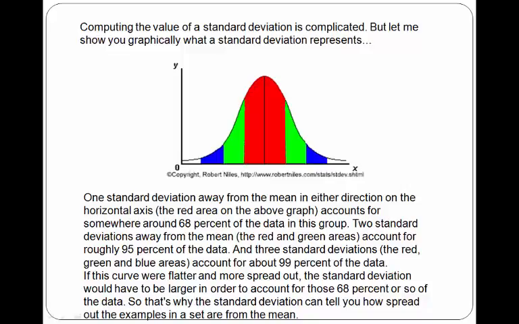If the curve were flatter and more spread out, the standard deviation would have to be larger in order to account for that same 68% of the data. So that's why the standard deviation can tell you how spread out the examples in a set are from the mean.